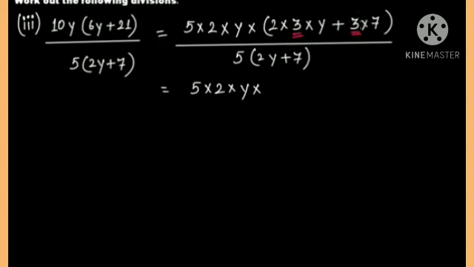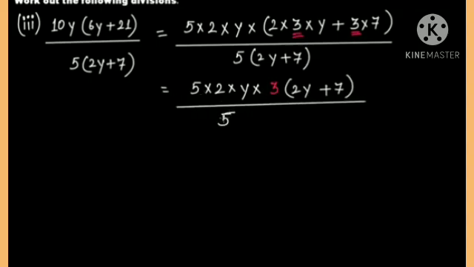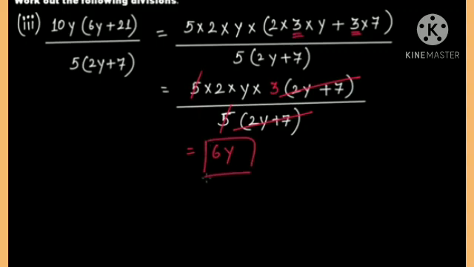Now this is 5 multiplied by 2 multiplied by y and multiplied by this 3 in this term, and the 3 in this term is common, so take this out, you get 3, and then multiplied by 2y plus 7, and in the denominator you have 5 multiplied by 2y plus 7. So this 2y plus 7 and this 2y plus 7 get cancelled because both are the same factors, and this 5 and this 5 get cancelled. So you have 2 multiplied by y multiplied by 3, which is 6y. So this is your answer.